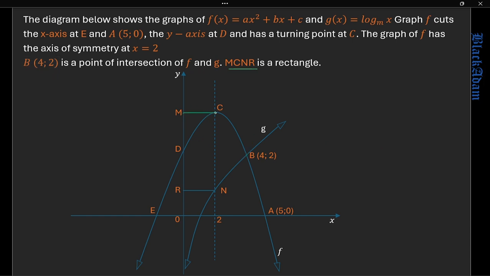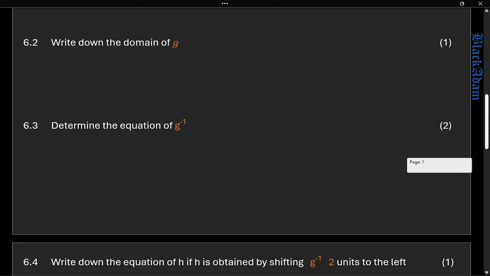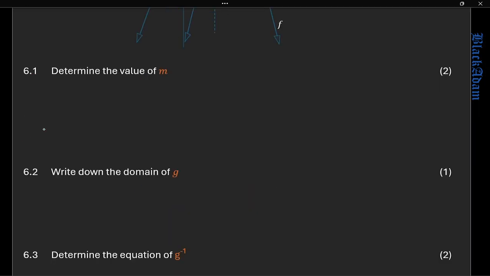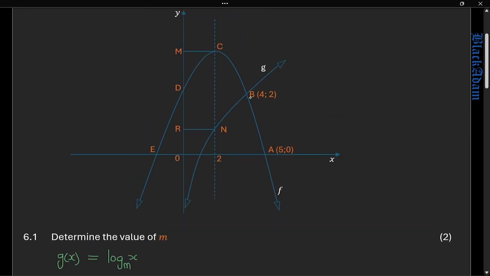And then we have MCNR, which is a rectangle. We're told it's a rectangle. For the logarithm graph, we should determine m, where g of x is log x base 2. Let's say it's base m, and then let's calculate.